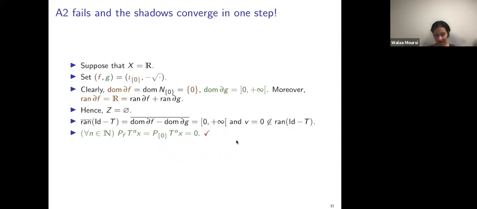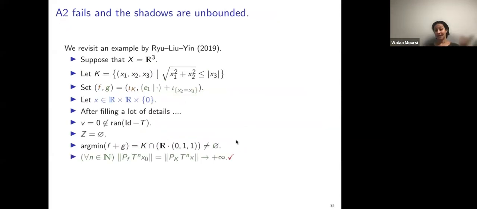However, despite the fact that A2 fails, look at the shadows. I don't know what Tn does, no matter what it does, the prox of f here is an indicator function, the subdifferential of the normal cone, so the prox is the projection. You're projecting onto a singleton. No matter what Tn is, you always project onto 0. So the shadow sequence converges in one step. So this is a very positive example where A2 fails, but the shadows do the right thing. Now, A2 fails and the shadows are unbounded.